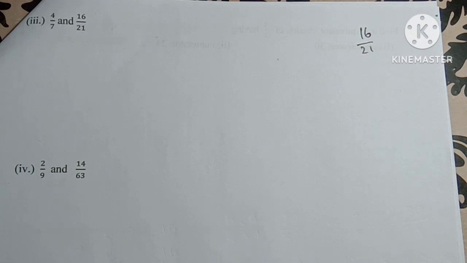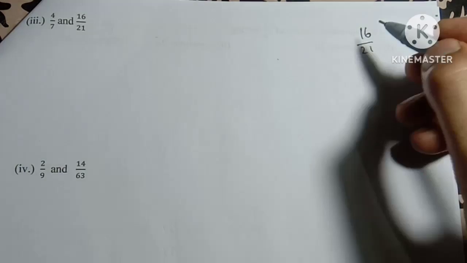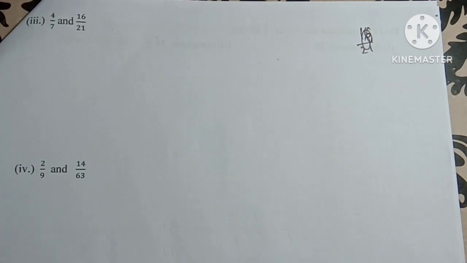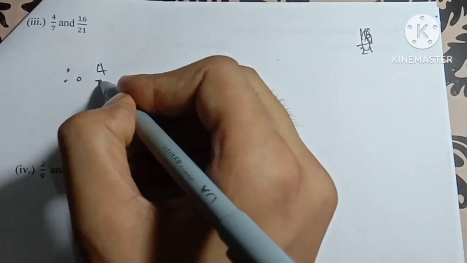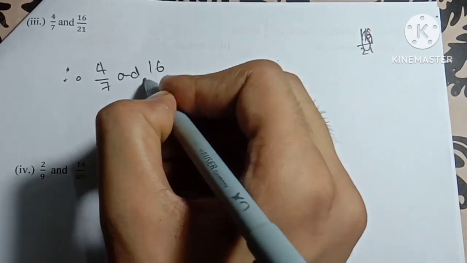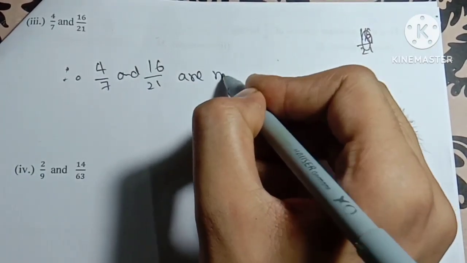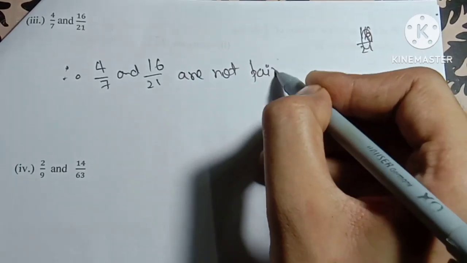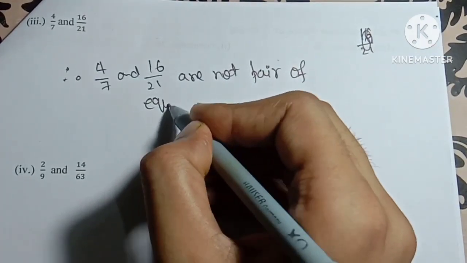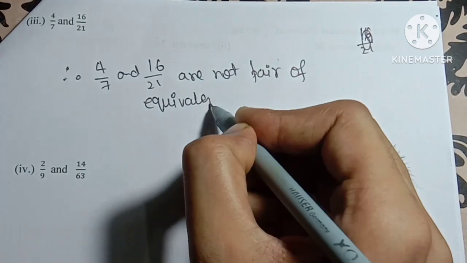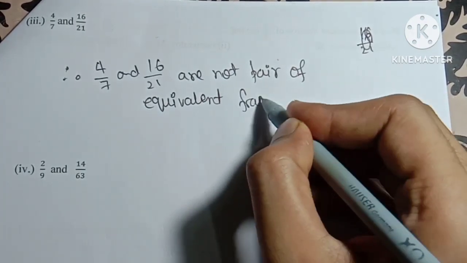3. Now 21 comes in the table of 3 and 7, and 16 doesn't come in either of them. So we conclude that this cannot be further simplified. So these two fractions cannot be further simplified, and it does not seem that both are equivalent. So we can write here that 4 by 7 and 16 by 21 are not a pair of equivalent fractions.